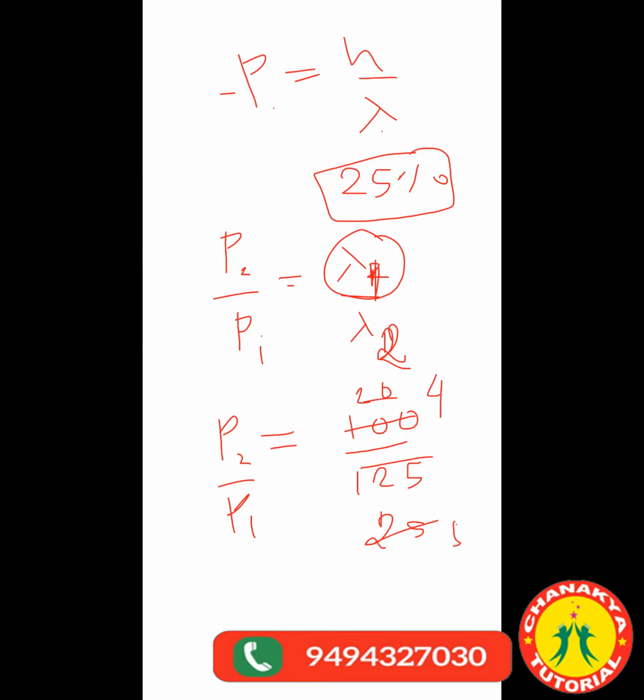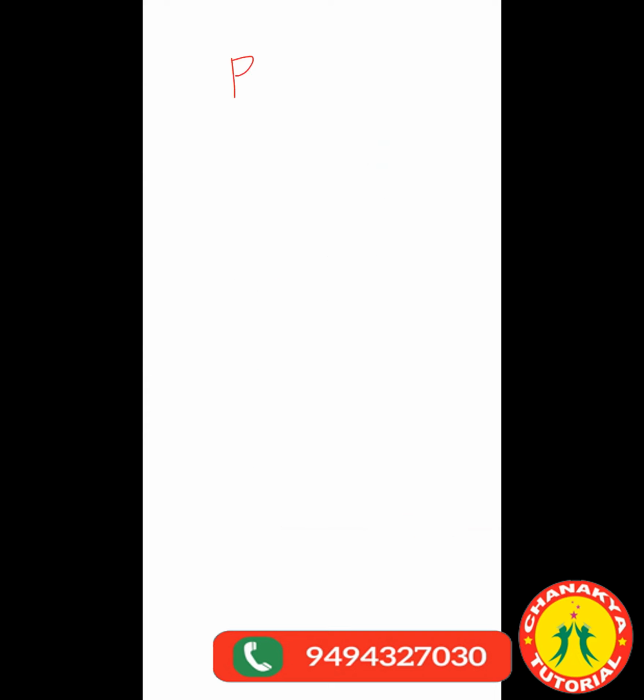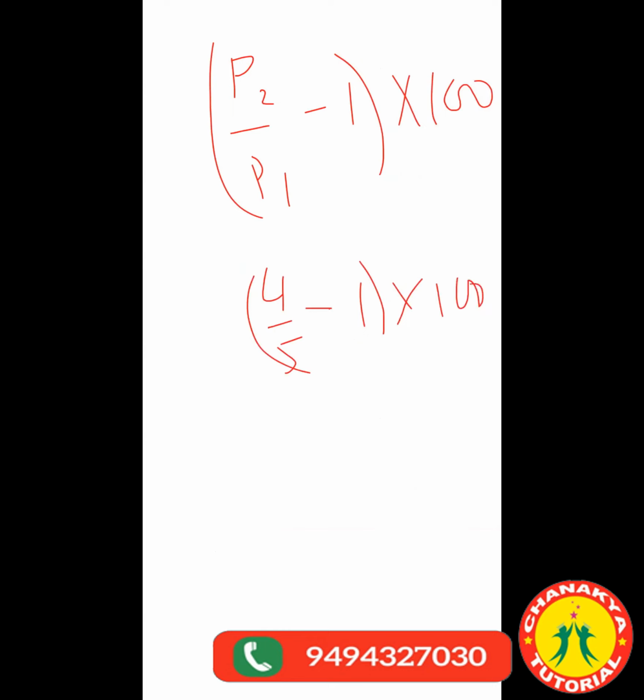But what is our answer? Our answer is (P2 minus P1) by P1 into 100. So anyhow you got P2 by P1. Now what you have to do is (P2 by P1 minus 1) into 100. This is your answer. So this is (4 by 5 minus 1) into 100. So it is how much? Minus 1 by 5 into 100. So around minus 25%. The minus sign means the final momentum will decrease by 25%.